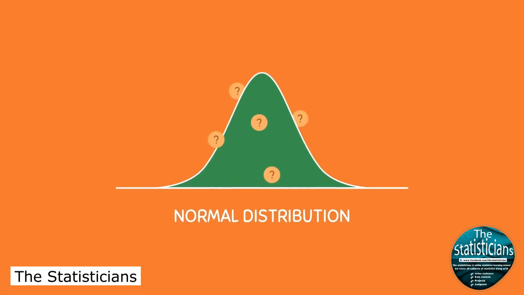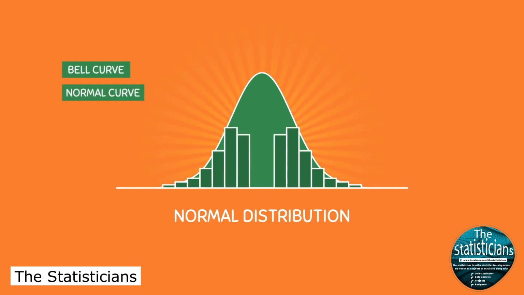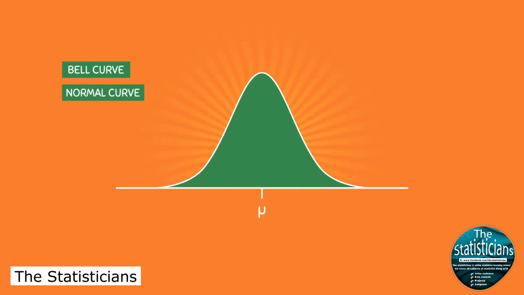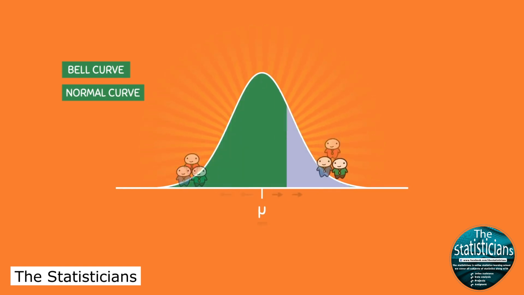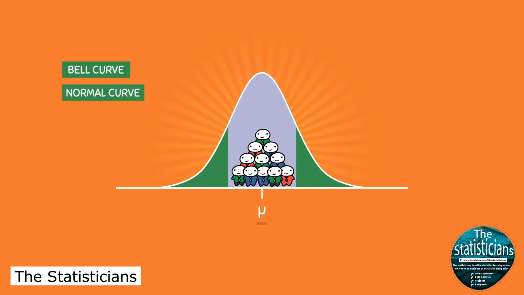So what is a normal distribution anyways? A normal distribution is a special type of density curve that is bell-shaped. For this reason, the normal distribution is sometimes called the bell curve or the normal curve. The normal distribution describes the tendency for data to cluster around a central value. In fact, this central value is the population mean mu, which is always located in the middle of the curve. So for any normal distribution, we can say that some data points will fall below the mean, other data points will fall above the mean, but most of the data values are located near the mean.